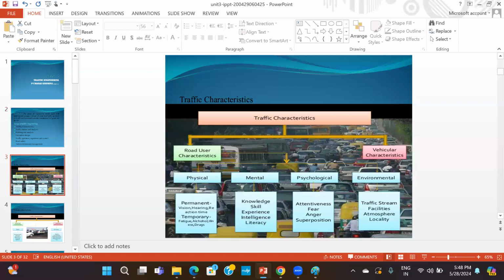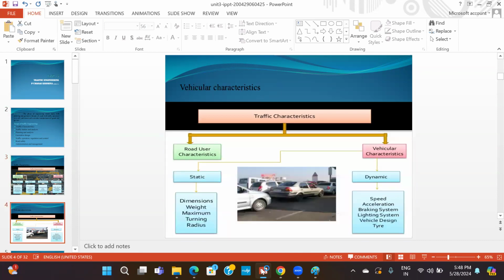So again, I'm repeating: traffic characteristics are broadly classified into two types, that is road user characteristics and vehicular characteristics. Road user characteristics include physical, mental, psychological, and environmental factors. Considering vehicular characteristics, it is whether the vehicle is in static condition or moving condition, that is dynamic condition.